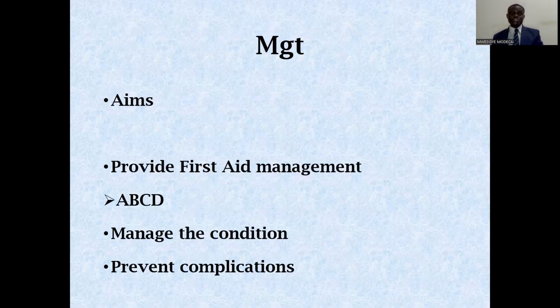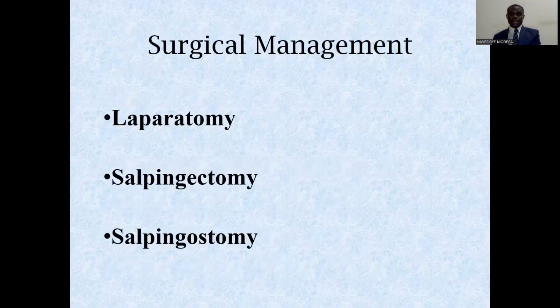How do we manage? We are saying this is an emergency. We have medical intervention and surgical intervention. So how are we going to manage? We are going to offer first aid management. We look at ABCD. We ensure the airway is fine, there is breathing, there is saturation, and there is no disability. And we are going to manage the complications, ensuring that no complication occurs.